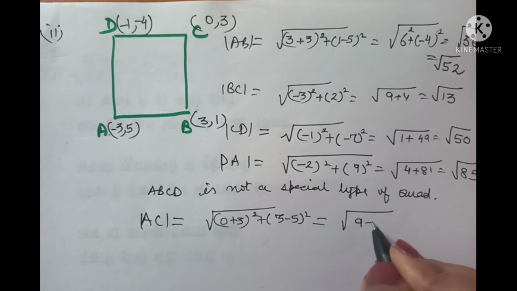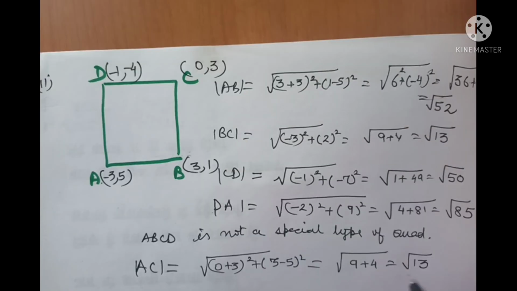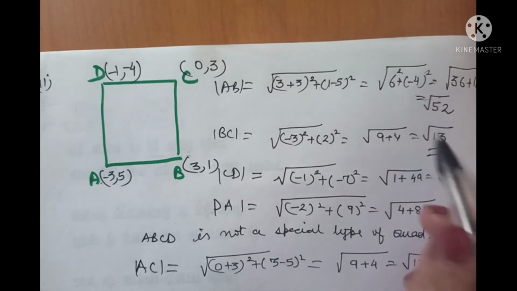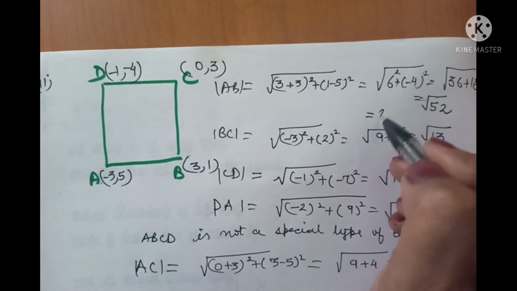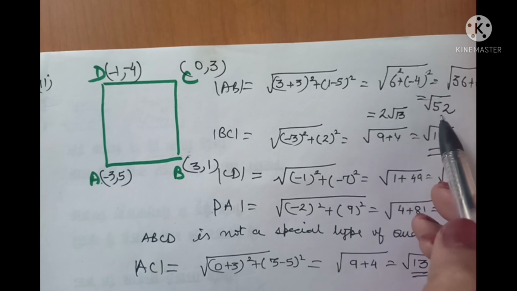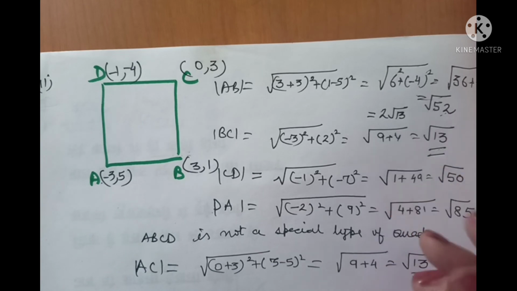I get 3 square is 9 minus 2 square is 4, that is root of 13. Now one thing you have to just notice. AC is root 13, BC is also root 13 and AB is root 52, which on solving I get 2 root 13. You know 52 can be factorized as 2 into 2 into 13. And if I simplify it further, I get 2 root 13.